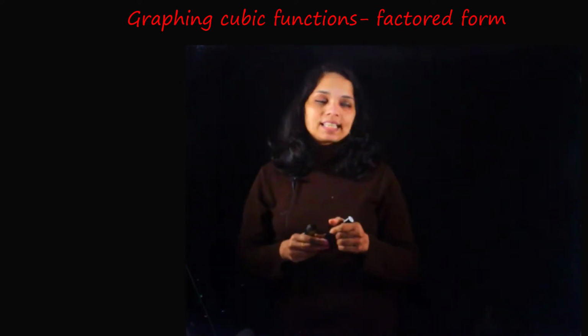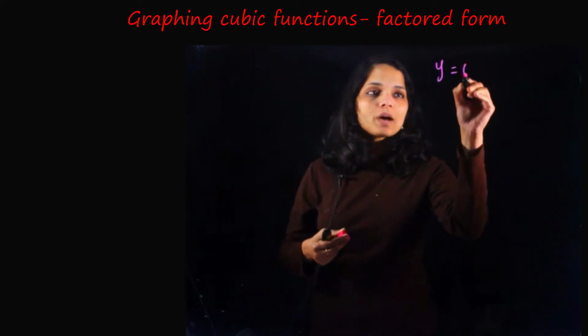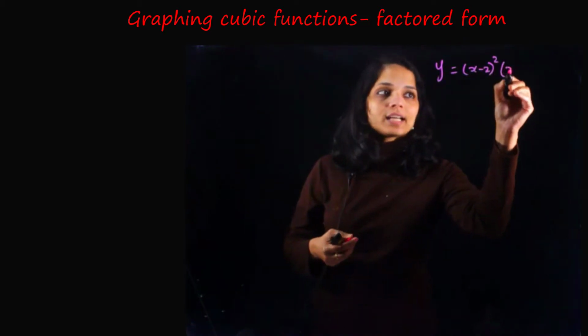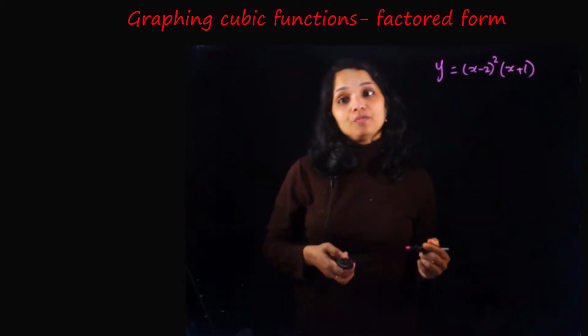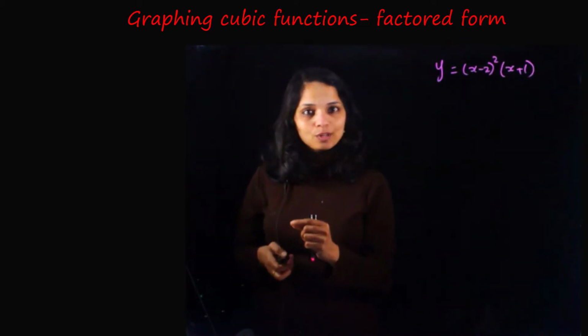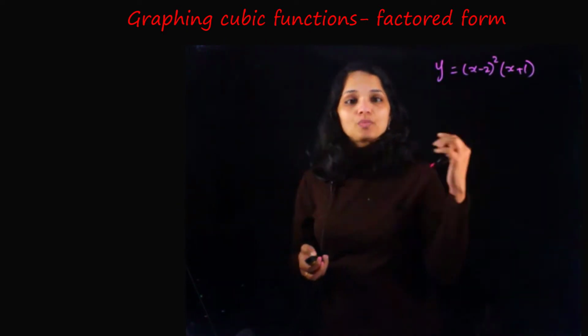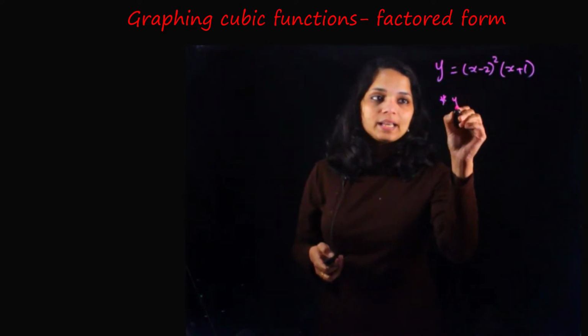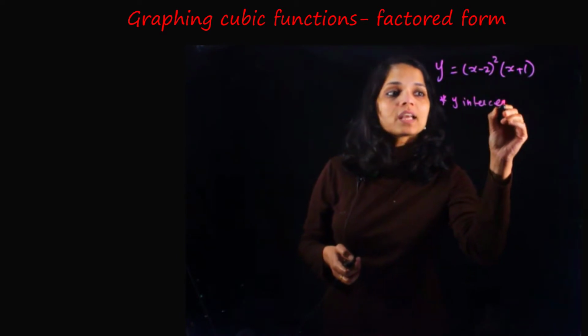Let's get on to an example. y equals (x minus 2) the whole squared times (x plus 1). This is the function we're going to plot. So what are the steps involved? The first thing we need to do is find the y-intercept. So that's what we're going to do first, the y-intercept.